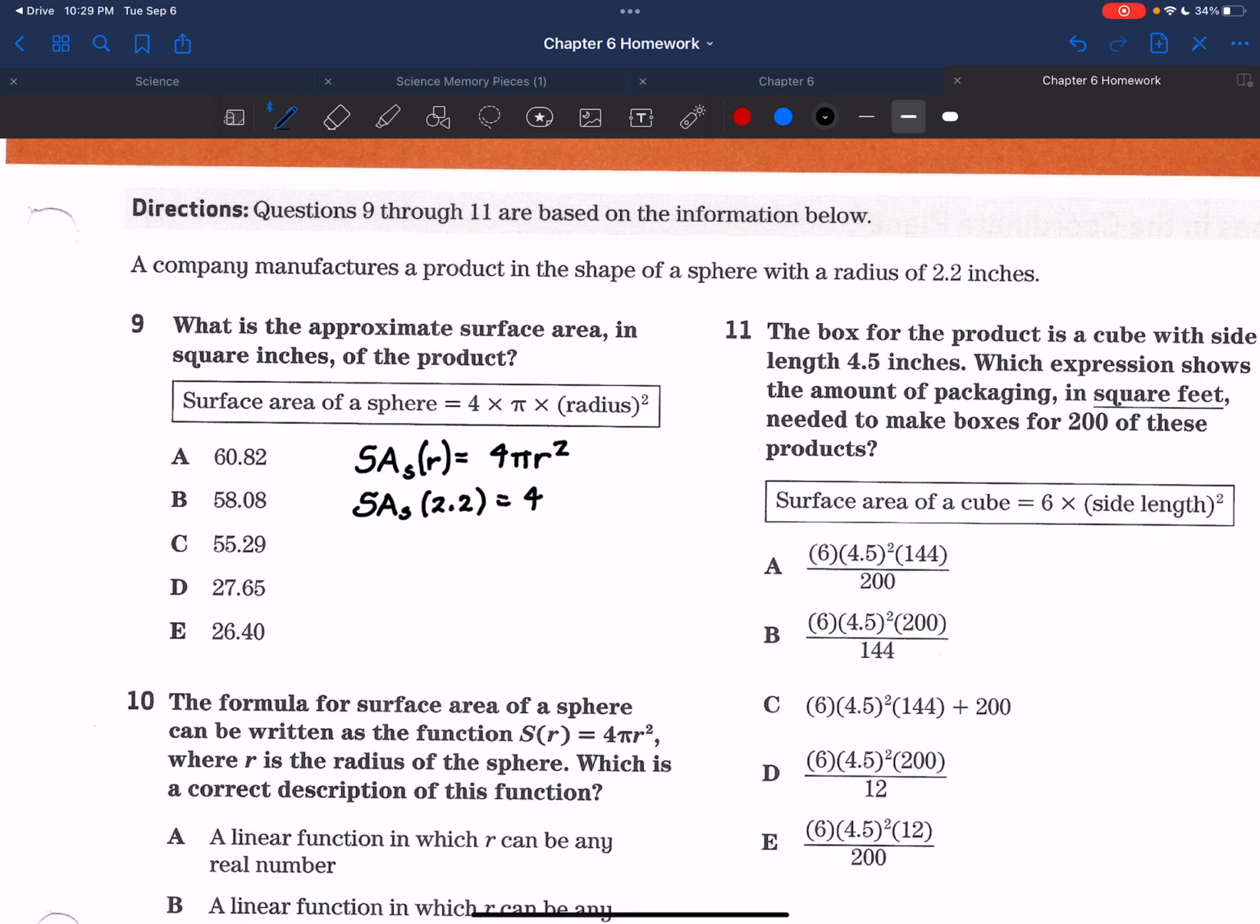So you have 4 times pi times radius, that's 2.2, to the second power. Now really, it's the radius to the second power that I need to do first. So let's do 2.2 to the second power. That's the first step. 2.2 times 2.2 is 4.84. And then bring all this other stuff down and multiply it.